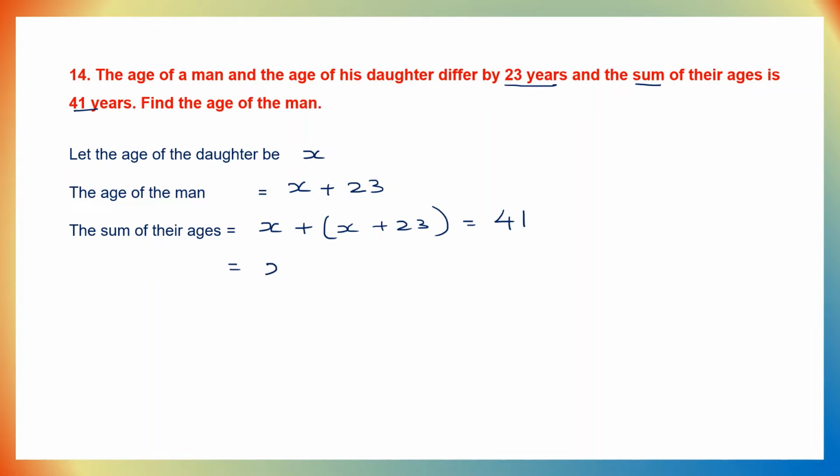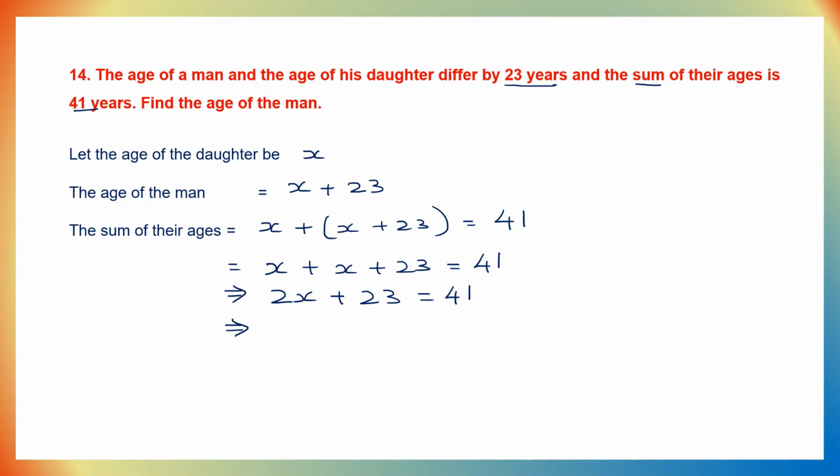Let's open the brackets. x plus 23 equals 41. So that means x plus x is 2x. 2x plus 23 is 41.